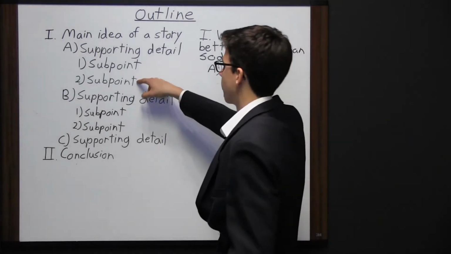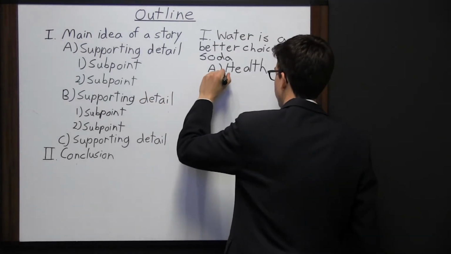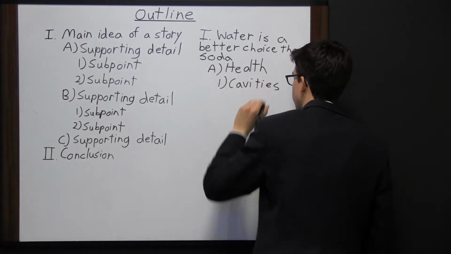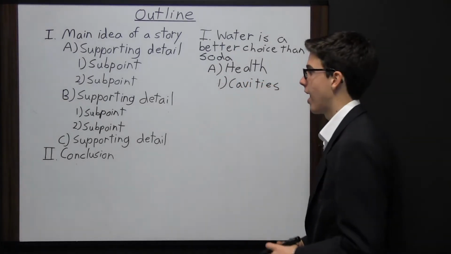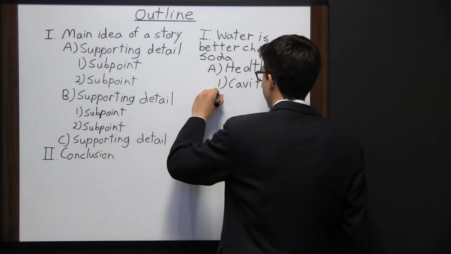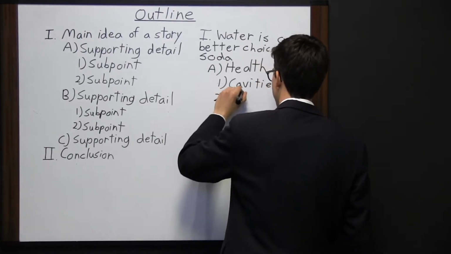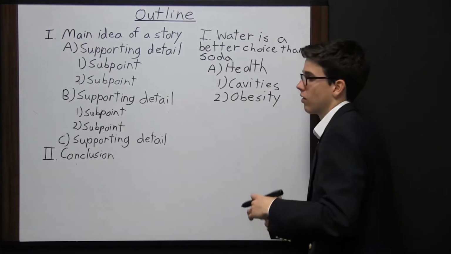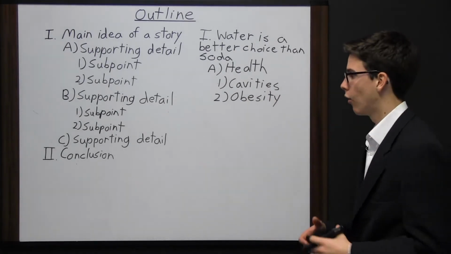Notice here then we have subpoints. I do my first subpoint where I talk about cavities. All the sugar in soda contributes to people having cavities on their teeth. And then the second subpoint is going to be about obesity. Many times people who drink soda get overweight because soda is so unhealthy.